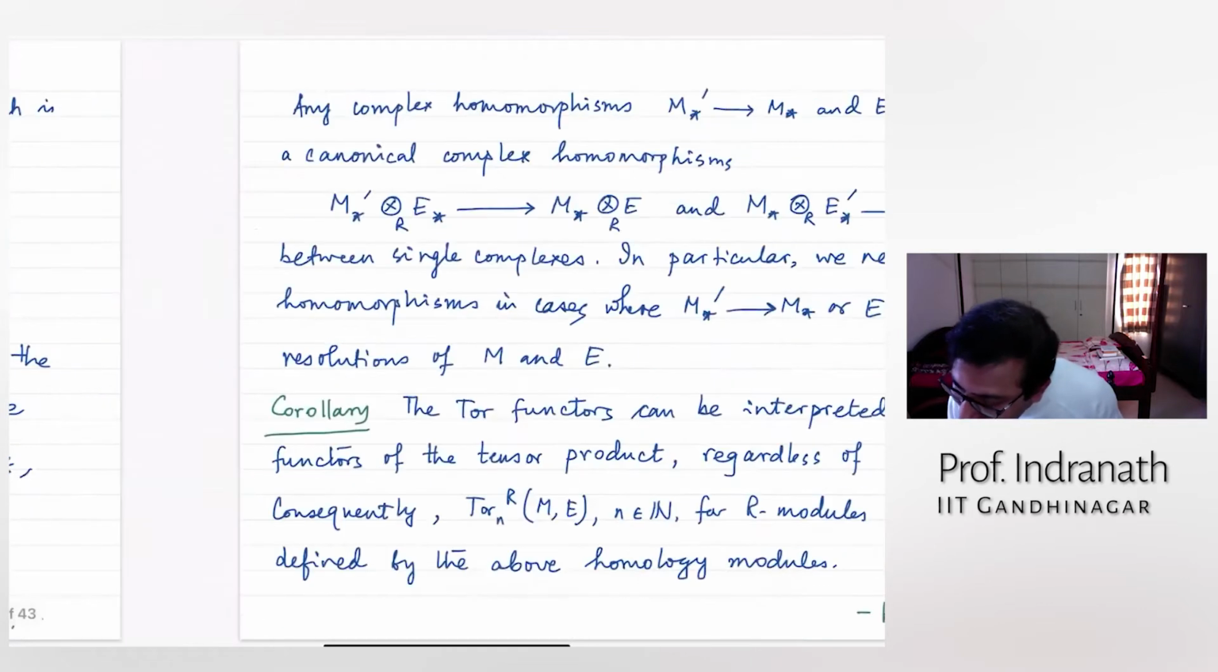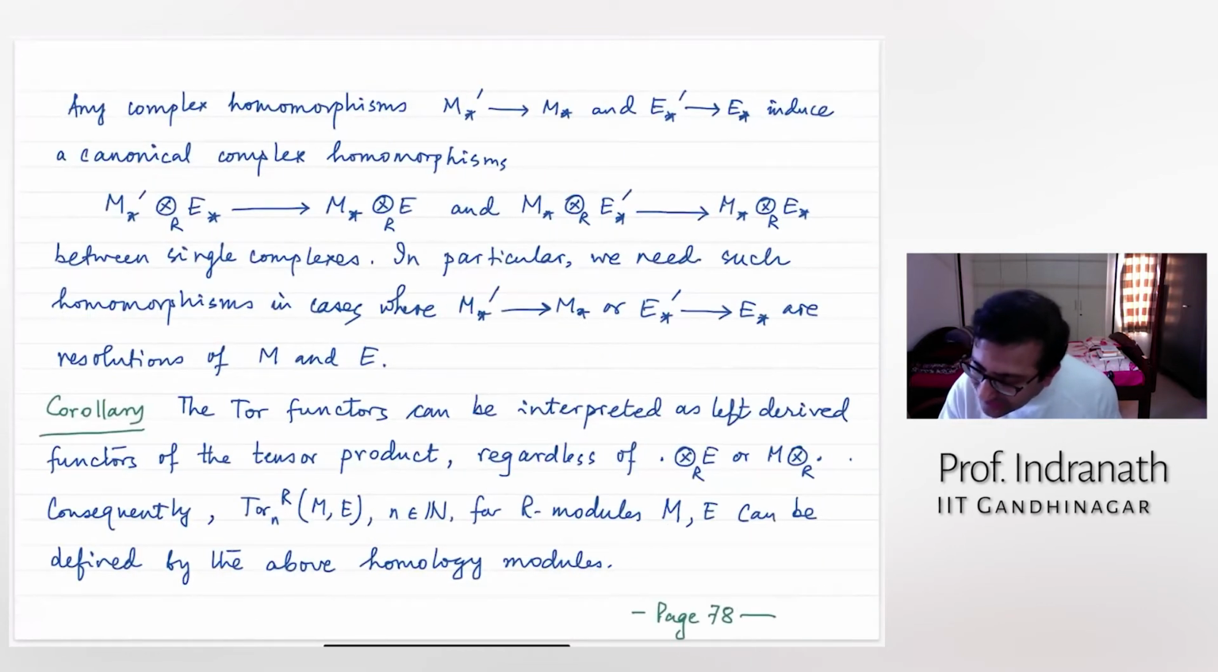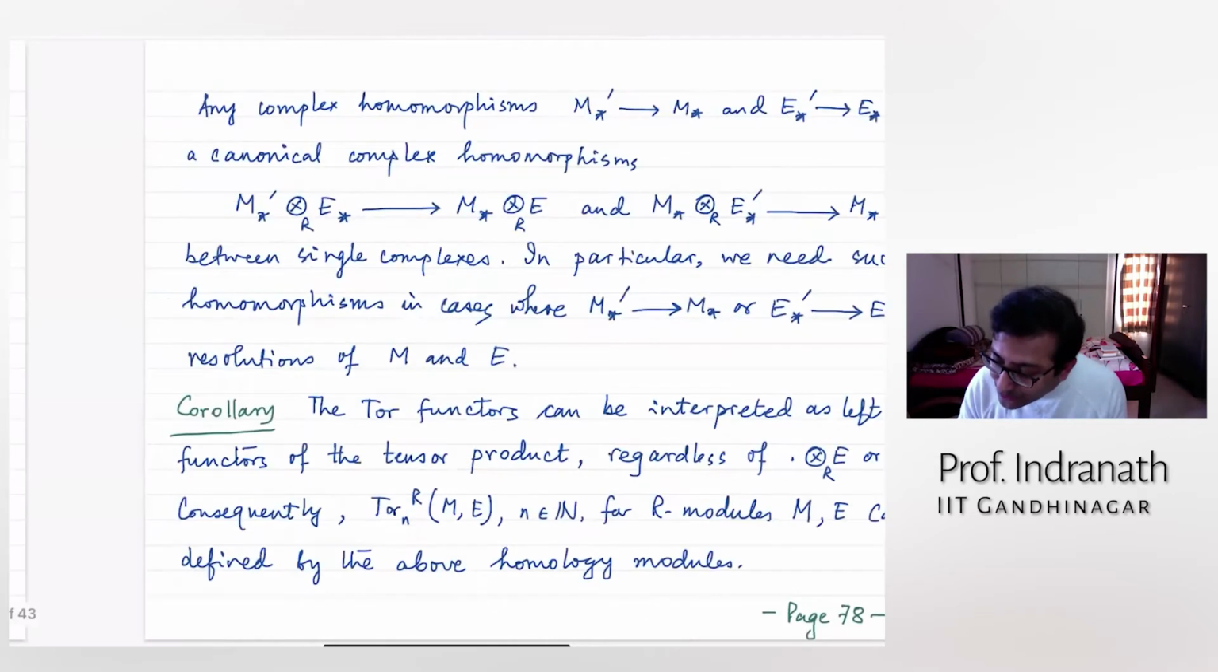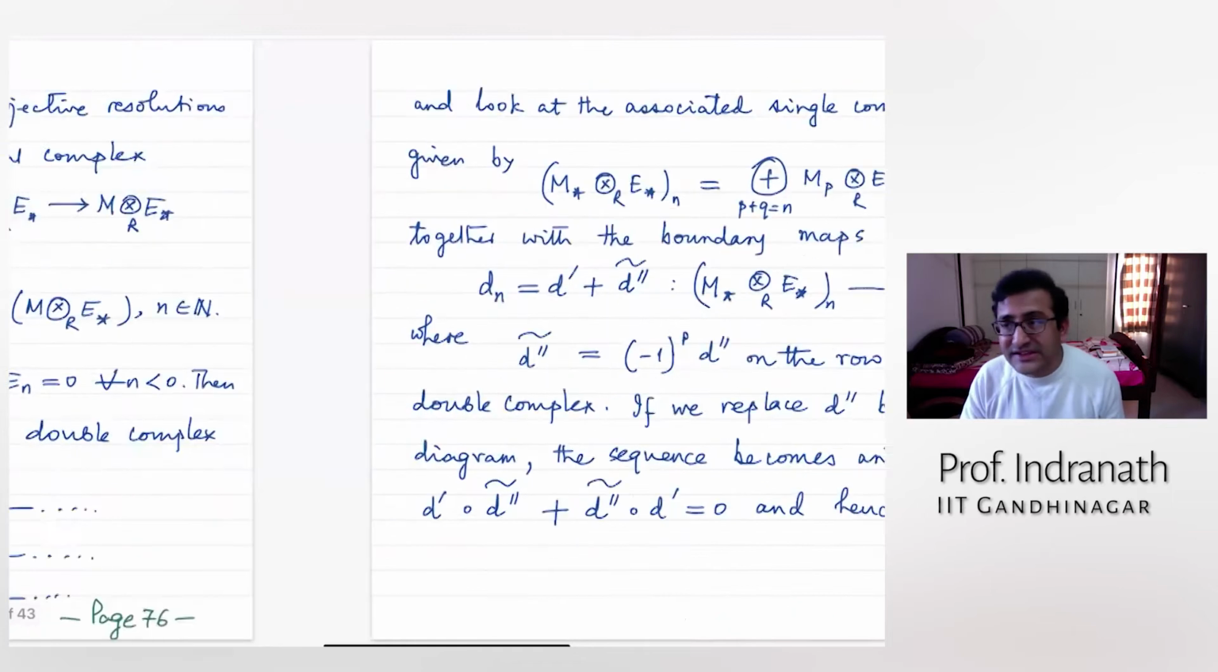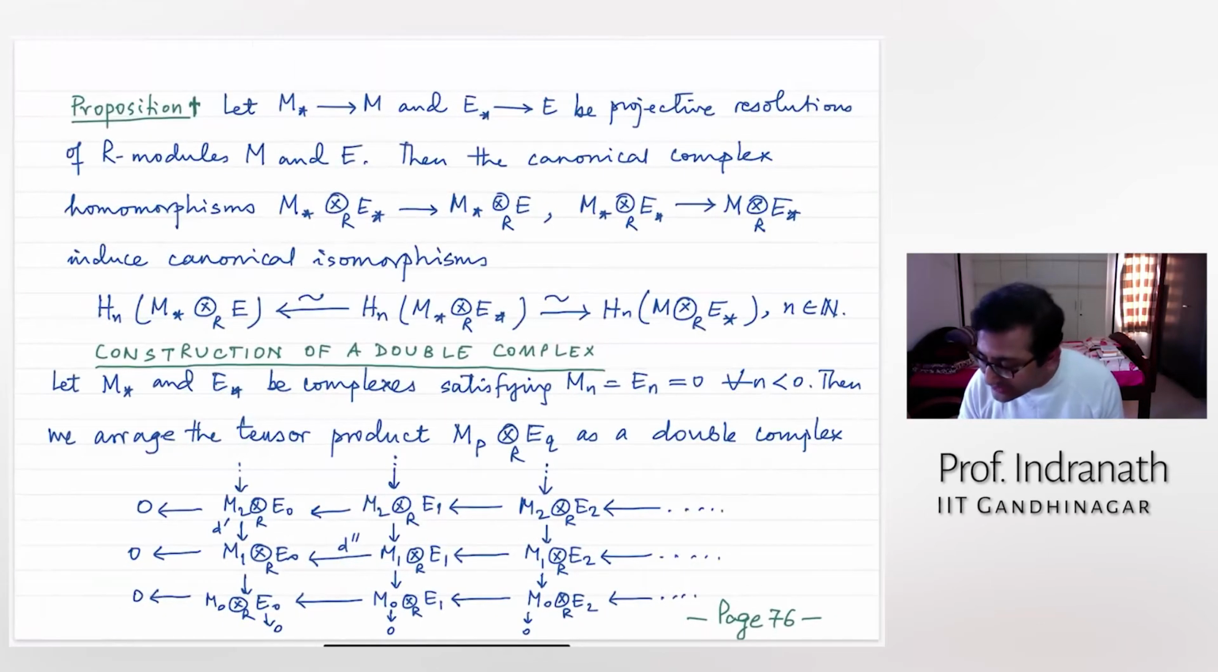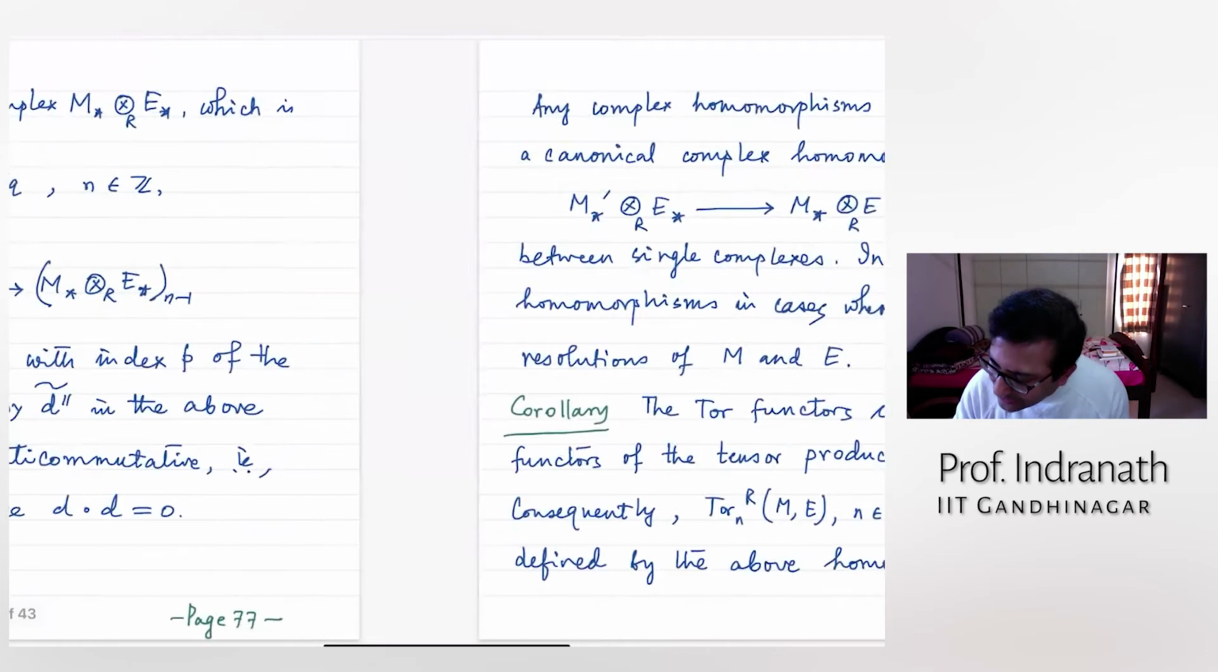And then what I said is that they induce canonical complex homomorphisms at this level. And then we had this corollary that the Tor functors can be interpreted as left-derived functors of the tensor product, regardless of whether you are doing it from the right or from the left. But how does one finally prove this? This is not so trivial, okay? So just saying that I use the double complex is not enough. So let us quickly go through the main steps of the proof, okay?